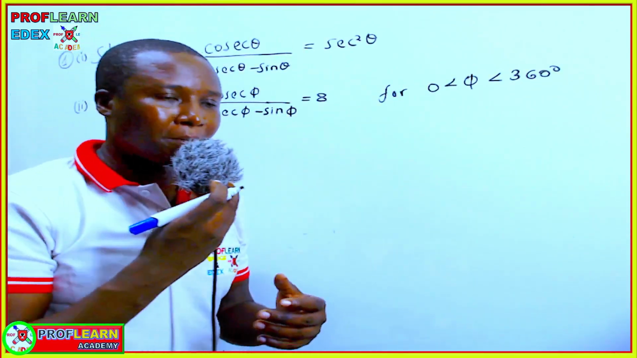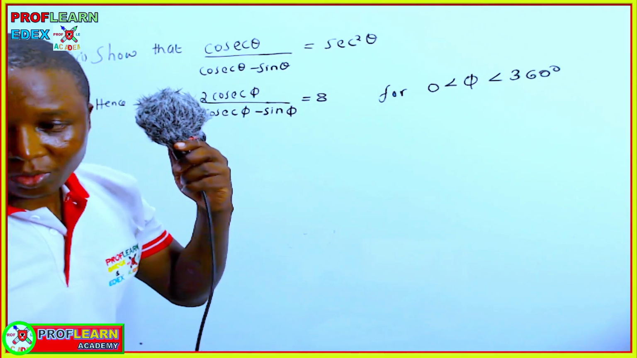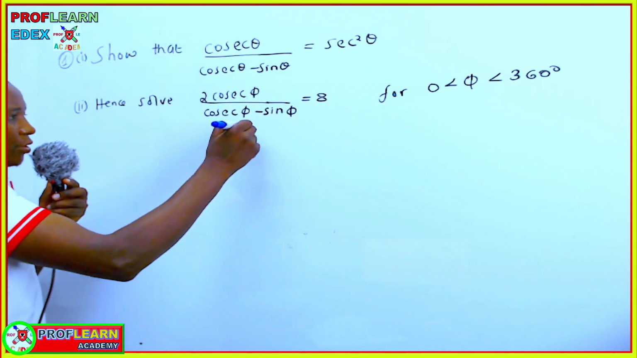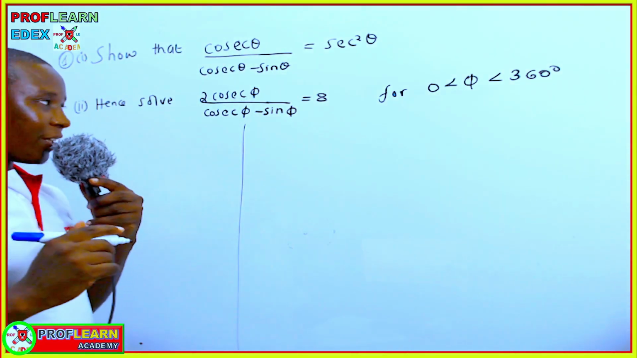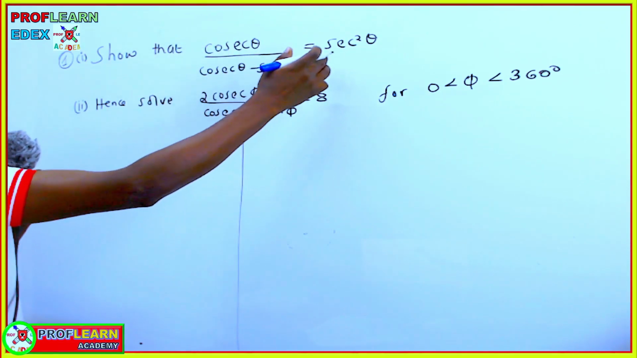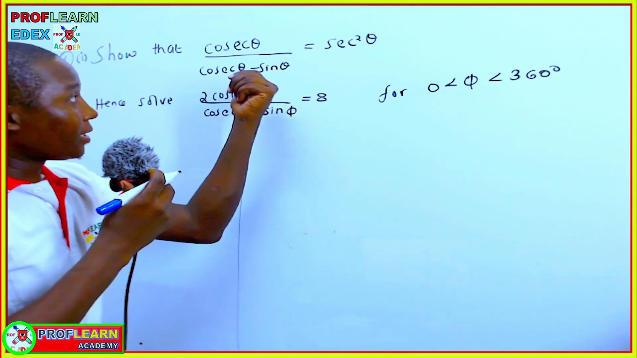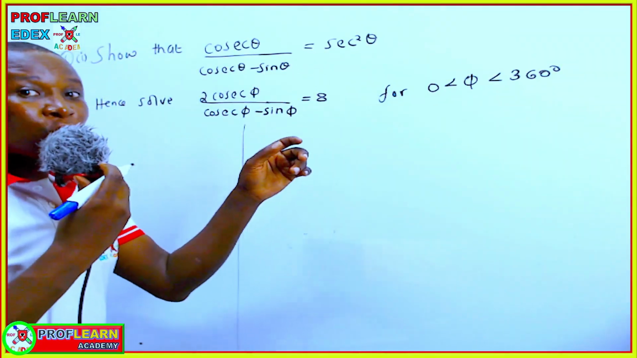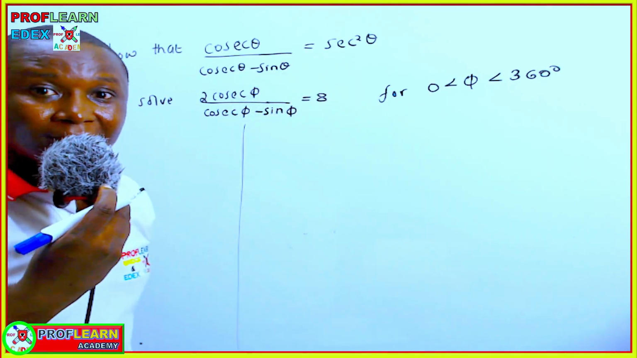So without wasting much time, I want us to now get into this question and see, when you are given a question like this, what are you supposed to do in order to earn all the marks? Now, remember, we have the left-hand side and the right-hand side. To show that, we can begin from the left-hand side and work it out to arrive at sec squared theta.